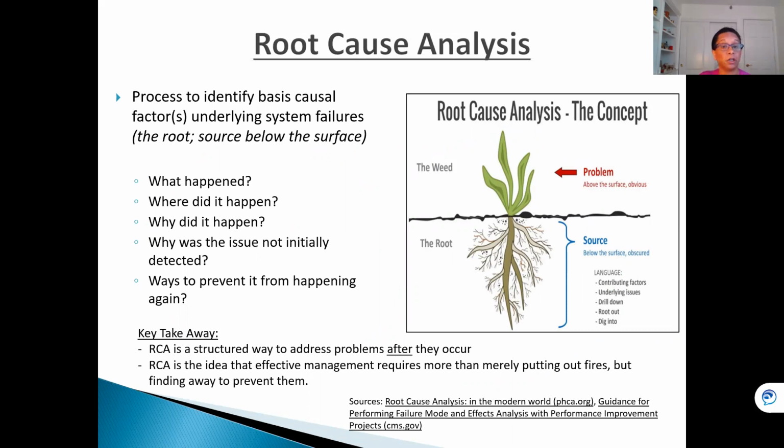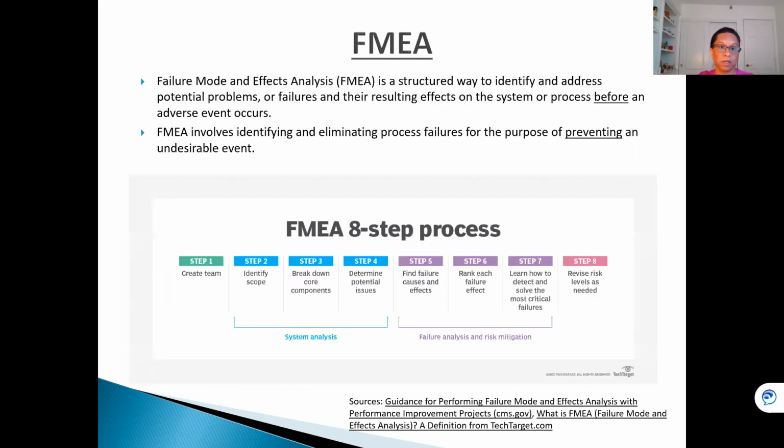An RCA, if you've not heard about it, is done after the effect, after an actual event has happened. So rather than focusing on the weed, you just keep pulling the weeds out. Weeds are going to keep growing because the problem is not up here, it's underneath. So you have to keep asking the questions of what happened, where did it happen, when, why, how, who was involved, did we have insufficient teams, insufficient training, and so forth. And it's really about, you don't just keep putting out the fires, but try to add another step in the system or change something in the system that's going to prevent that issue from happening going forward.